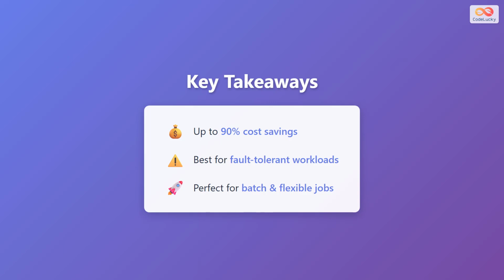Let's recap the key points. Spot instances offer up to 90% cost savings, making them one of the most economical compute options available. They're best suited for fault-tolerant workloads that can handle interruptions gracefully. Batch processing and flexible jobs are perfect candidates for spot instances. By understanding how spot pricing works and designing your applications appropriately, you can dramatically reduce your compute costs while maintaining the performance you need. Thanks for watching, and start exploring spot instances for your next project.